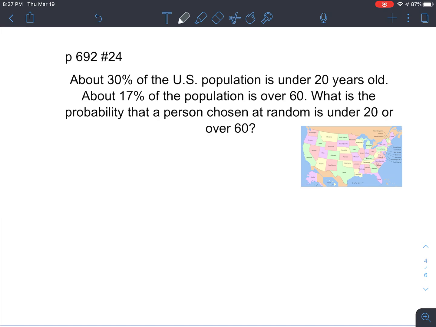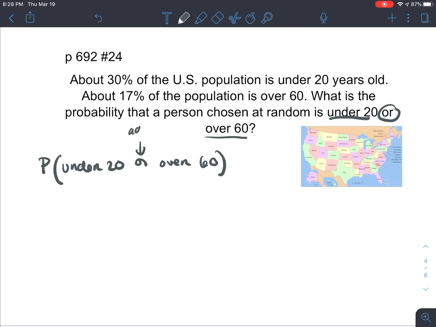It says, about 30% of the U.S. population is under 20 years old. About 17% of the population is over 60. What is the probability that a person chosen at random is under 20 or over 60? Okay, so we want under 20 or over 60, right? So we're looking at OR, which is adding.